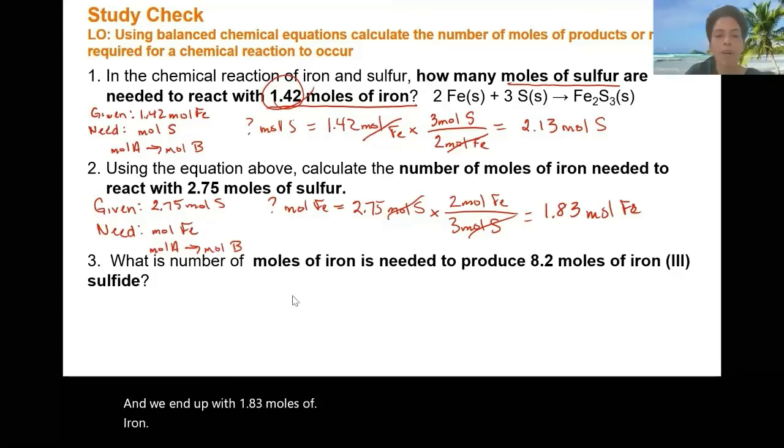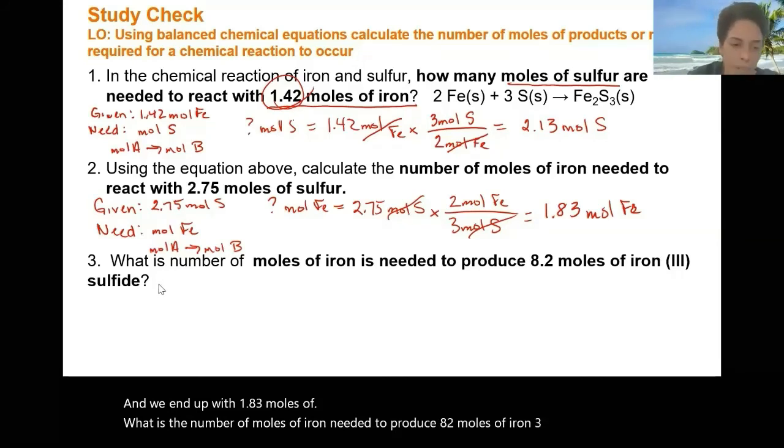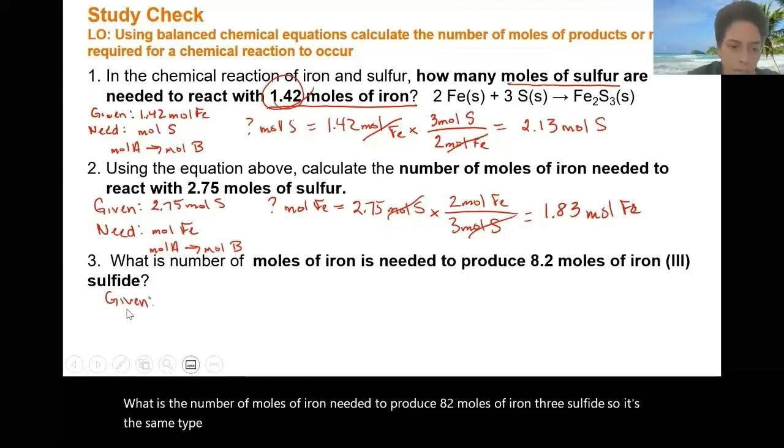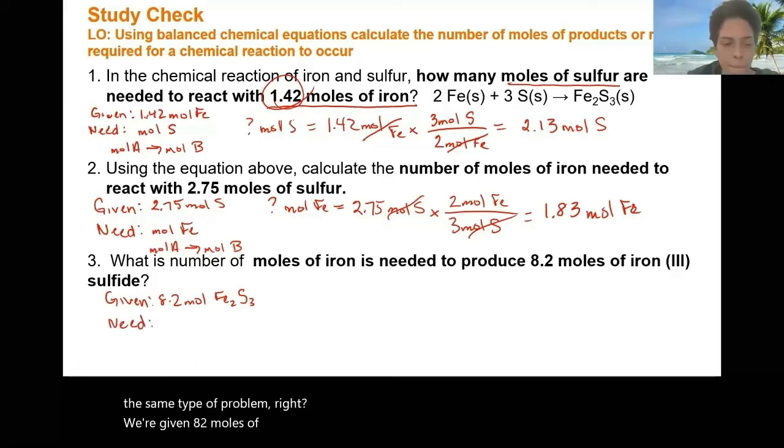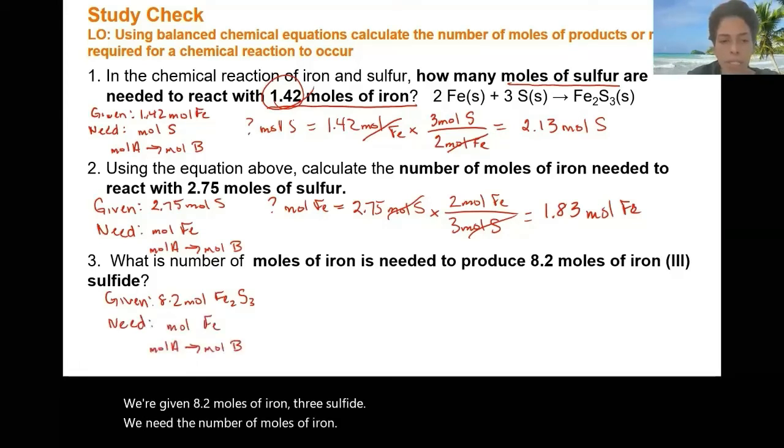What is the number of moles of iron needed to produce 8.2 moles of iron 3 sulfide? So it's the same type of problem, right? We're given 8.2 moles of iron 3 sulfide. We need the number of moles of iron. Same mole A to mole of B.